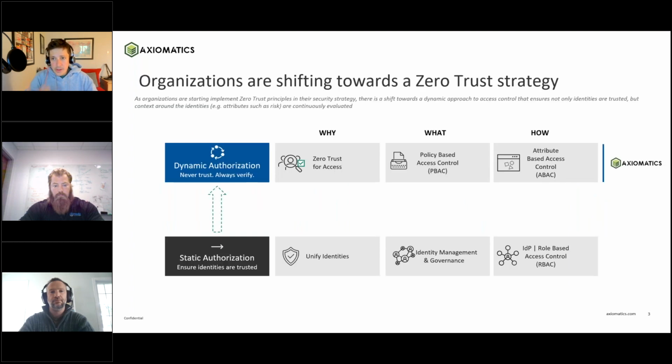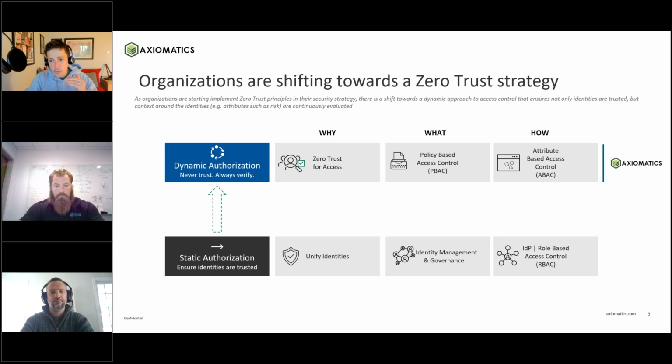Now, when we look at that through the lens of Zero Trust, where the idea is we never trust anyone, we always want to verify, the existing authorization, static authorization, if you will, is no longer enough. We need to move to a model where we bring down those silos, where we bring visibility, expressibility across the landscape so that you can actually build your Zero Trust strategy.